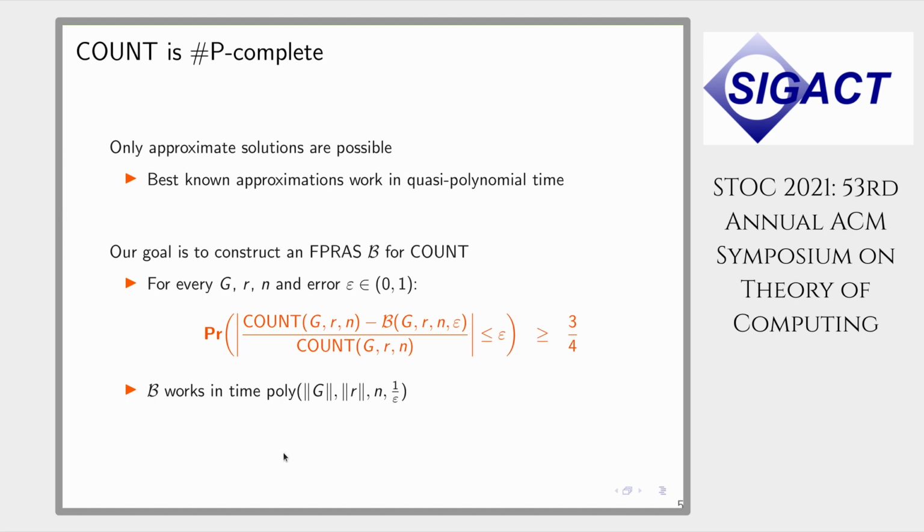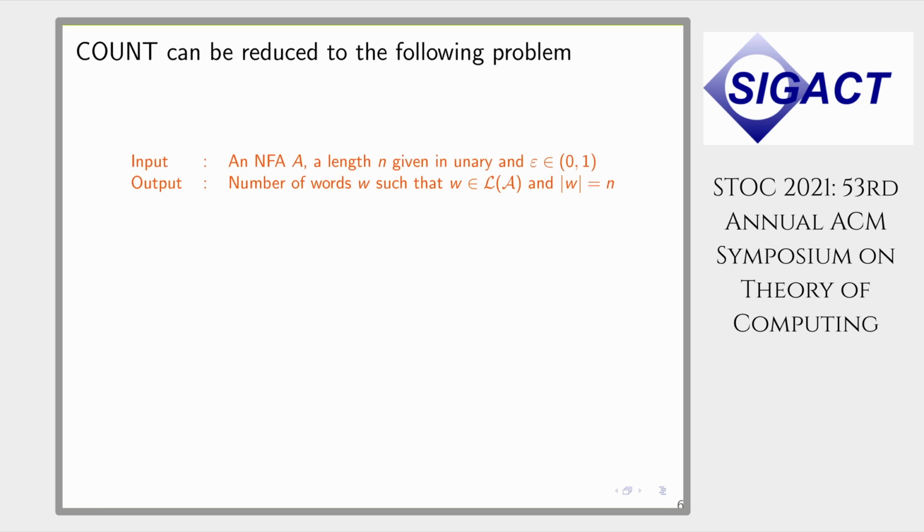And also we want B to work in time polynomial in the size of the input, which in this case is the size of the graph and the regular expression. n is given in unary, so it's the size of this, which is n, and more importantly, 1 divided by the error, which is epsilon. So the idea of this talk is to give you an idea of how this fully polynomial time randomized approximation scheme is obtained, and hopefully give you all the details, obviously not all the calculations. And the first important thing is that count can be reduced to the following problem.